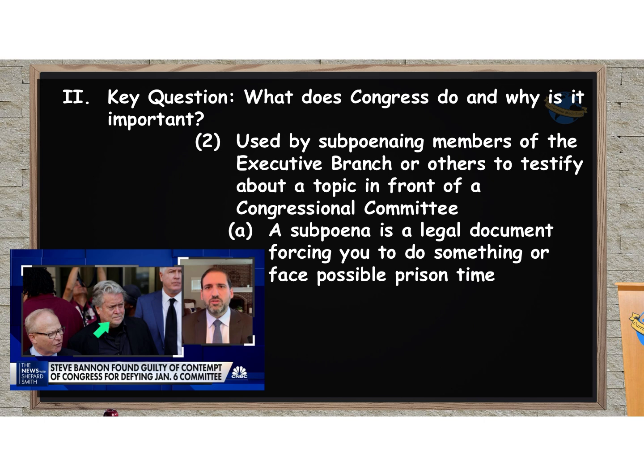So for instance, Steve Bannon here was an advisor of President Trump. He was called before Congress with a subpoena, and they demanded that he tell them what President Trump knew and what he was planning before the January 6th insurrection. Steve Bannon refused to go to Congress and testify, and he was then put on trial and found guilty of violating a subpoena issued by Congress and was sentenced to several months in prison.